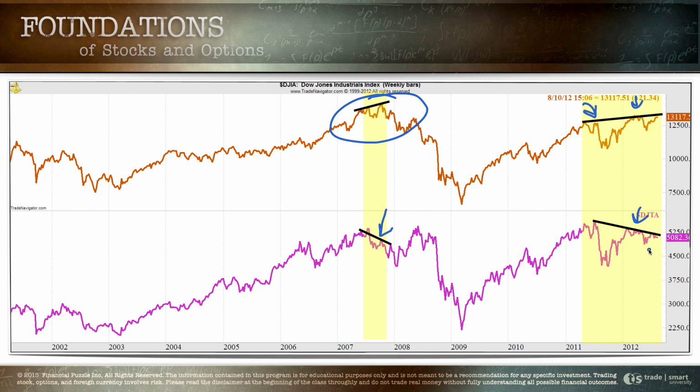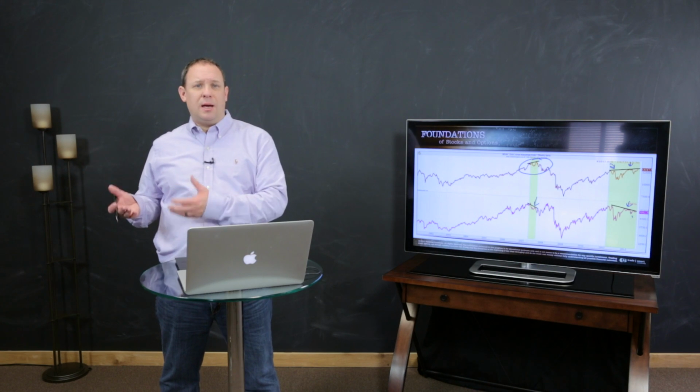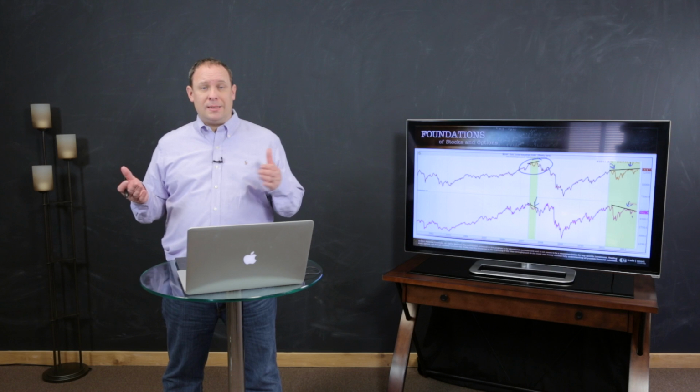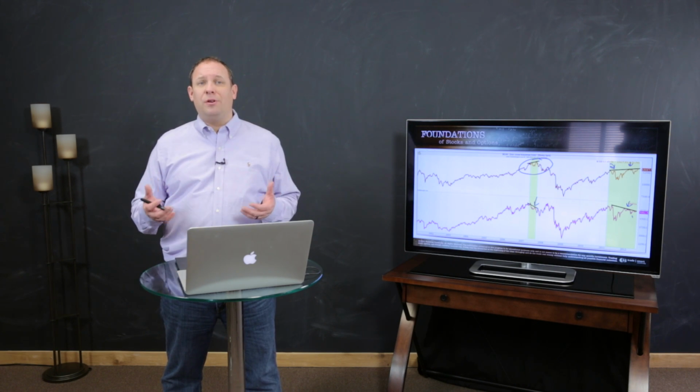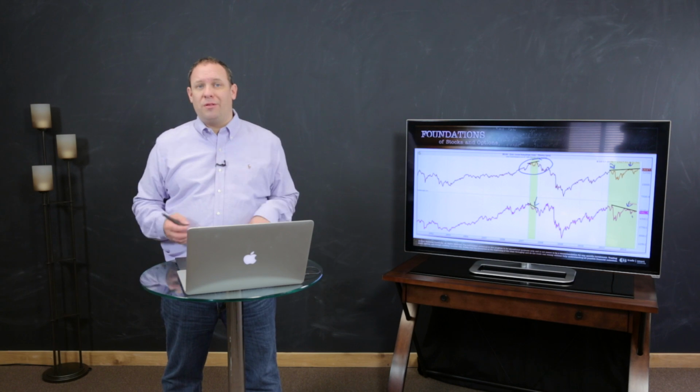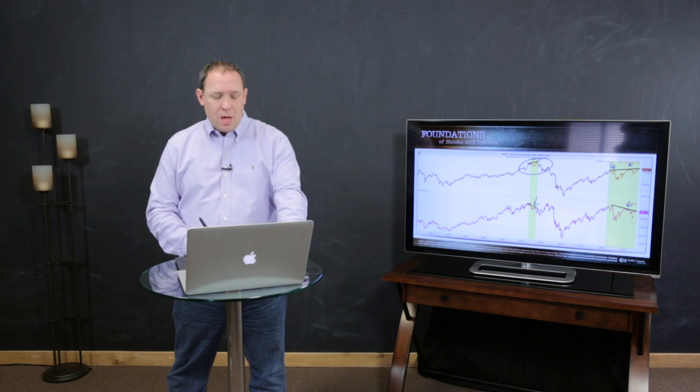It did kind of move into some consolidation, but we didn't have a huge sell-off like we had in 2008. But still, they did get out of sync, and that represented some lack of congruency in the market. That's the fourth tenet, fourth principle of Dow theory.